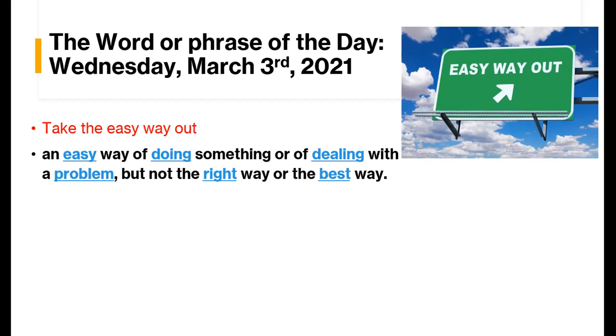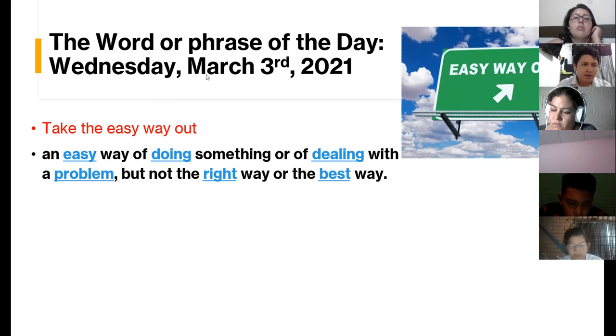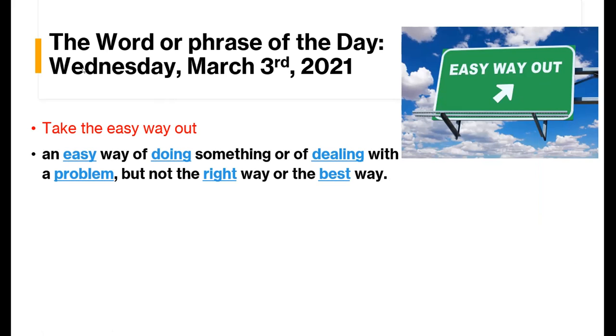What does this mean? It means an easy way of doing something or of dealing with a problem, but not the right way or the best way. La frase de esta noche es take the easy way out, que significa salirse por la tangente, buscar la forma más fácil de hacer algo, ¿verdad? Take the easy way out. All right? Okay. So that's the meaning of take the easy way out.